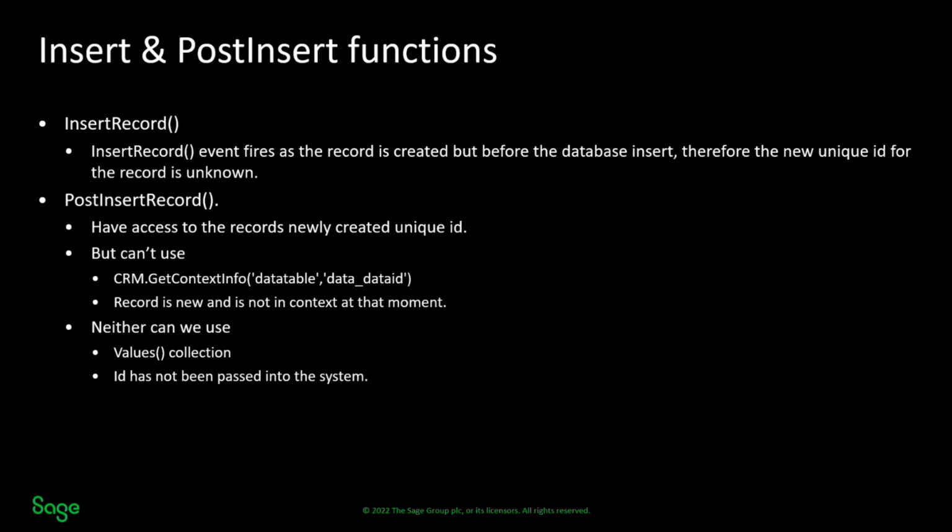When we are creating a new record, one of the things that we can't do in an insert is a get context, because the record is new and is not in context at that moment. And neither can you use a values collection, because if you remember back, we deal with identity columns, and the identity columns for newly created records won't have been passed into the system. So you can't use the values collection or the form values collection. There has to be another way of getting information within the moment of the post insert.